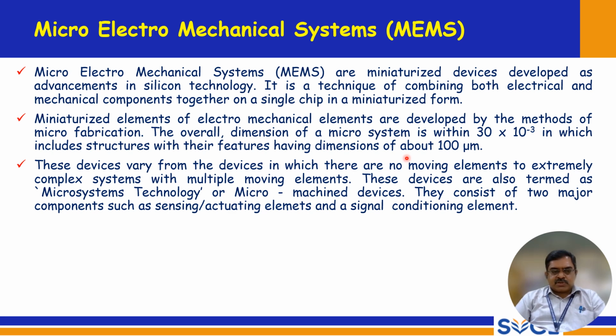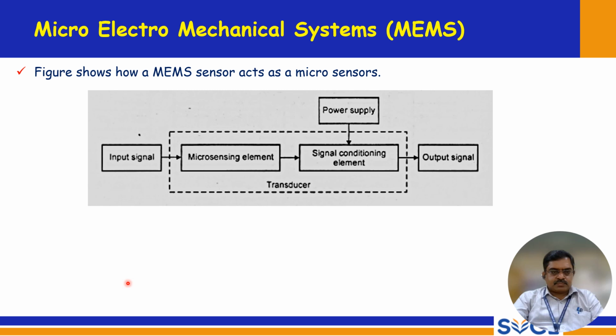These consist of major components such as sensing and actuating elements, and a signal conditioning element. All along, we have seen signal conditioning wherever transducers are used. There we have a signal conditioning unit also. We have seen it in almost many units in the syllabus. So here is the MEMS block diagram: input signal, micro sensing element, signal conditioning element, power supply, transducer, output signal. So this is a simple block diagram of MEMS.